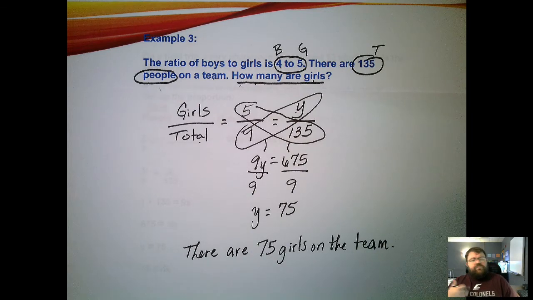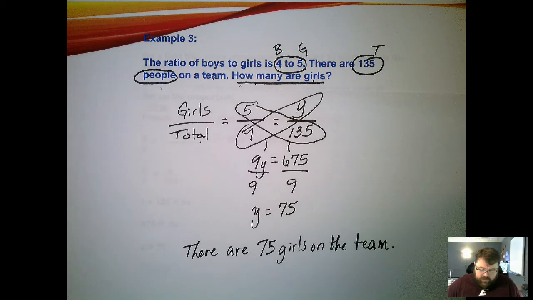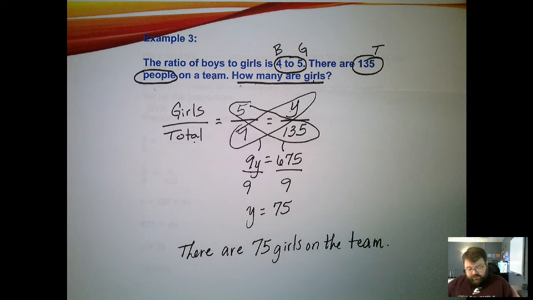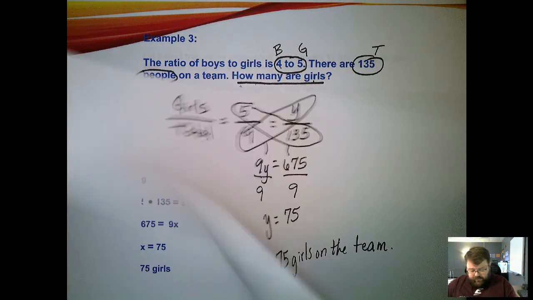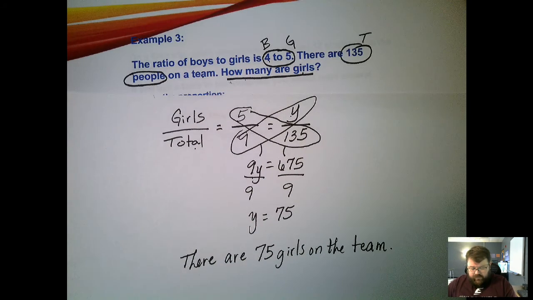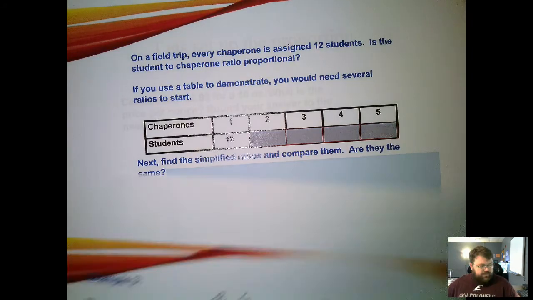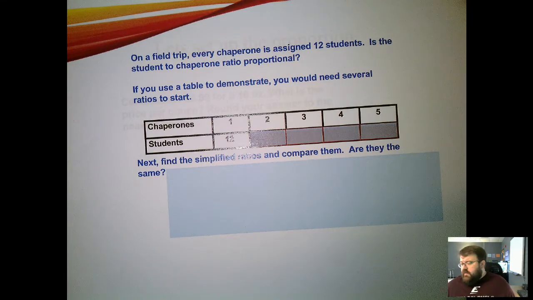Now, by solving this, you should also be able to tell me how many boys there are. Because you know that there's 135 total, and you know that 75 of them are girls, you should be able to tell me that 60 of them are boys. Okay? So being able to find one answer should really open up the whole problem to being able to ask multiple questions. All right?